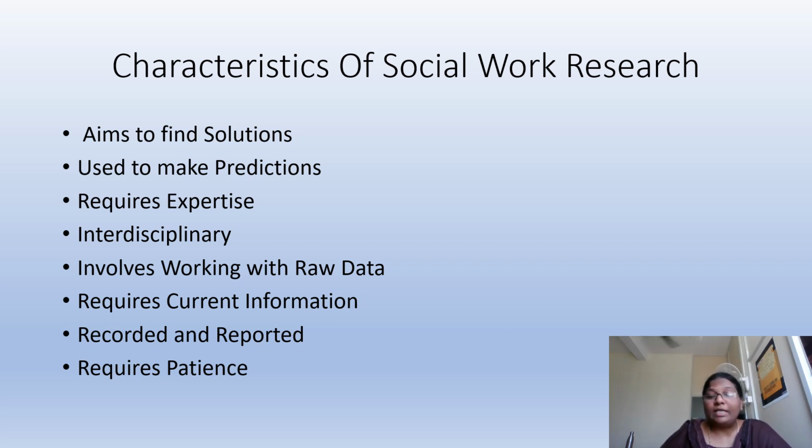And the next one is interdisciplinary. We have learned in the introduction to social work paper that social work is interrelated to other social sciences like psychology, sociology, economics and so on. So it is interdisciplinary. And then it involves working with raw data. The raw data, the primary data, is collected from the respondents in the field, and then the data collected is processed, and then it requires current information.